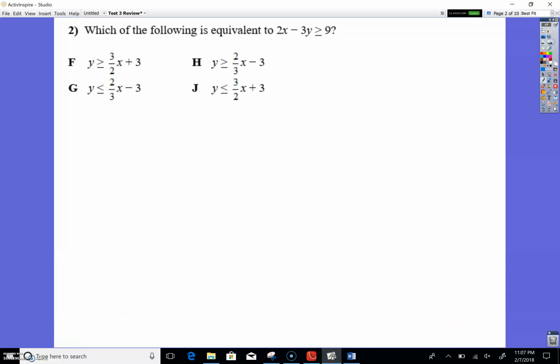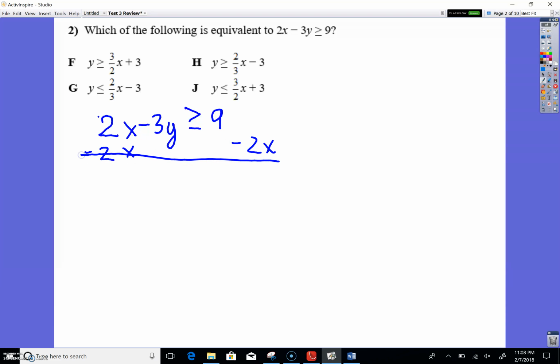Alright, number 2. Which of the following is equivalent? 2x minus 3y is... Remember, the first thing we do, we subtract 2x to both sides. This cancels, -3y is -2x plus 9.